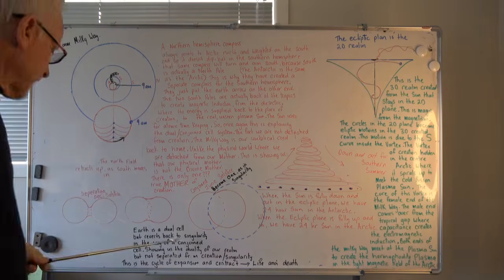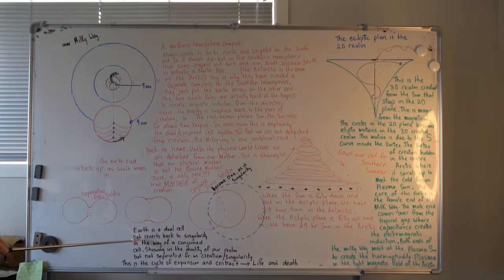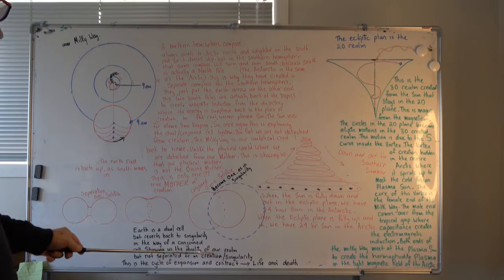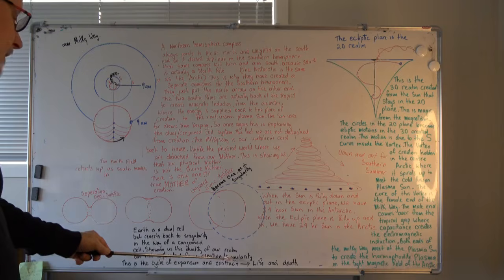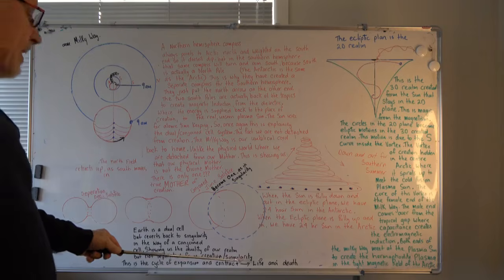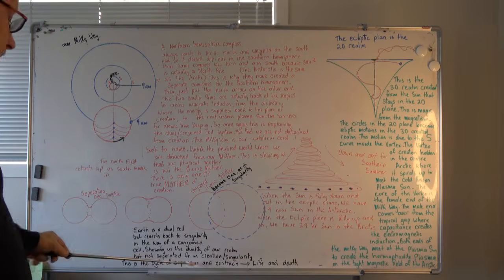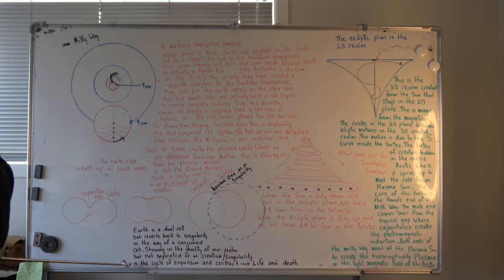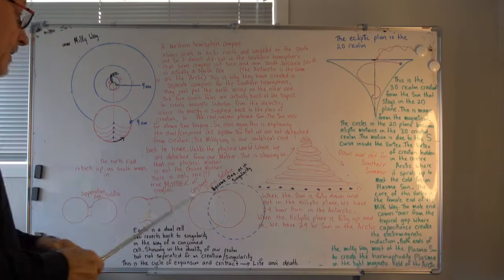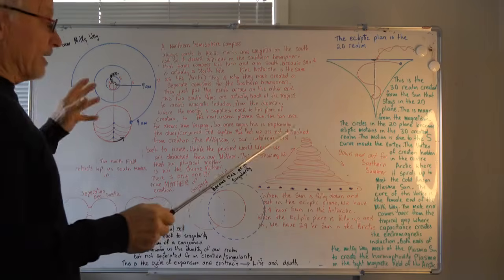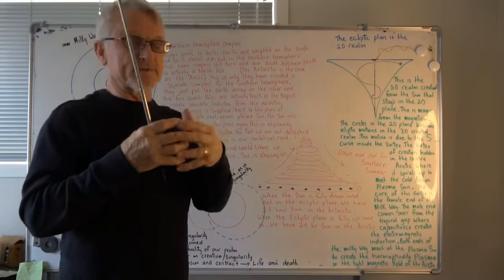Right, what have we got down here? Earth is a dual cell, but reverts back to singularity in the way of a conjoined cell, showing us the duality of our realm, but not separated from creation, singularity, because we're left here to find our way back home. This is the cycle of expansion and contraction, life and death. So in our realm, we're designed to find our way back home, so we're not fully detached from the mother of creation.